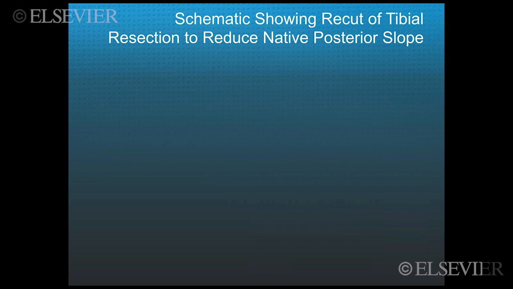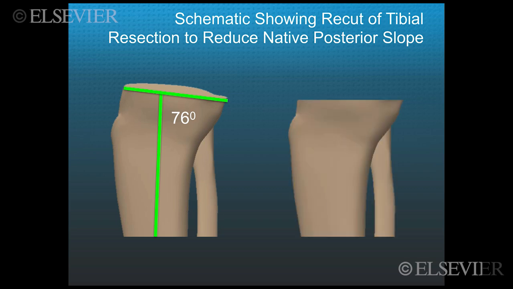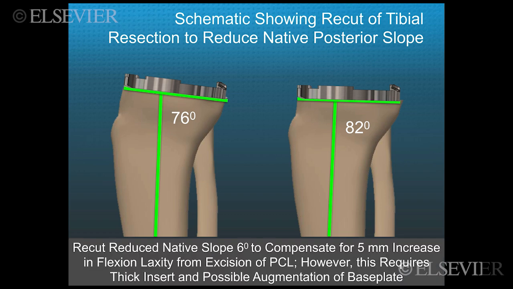This is a schematic that shows how to recut the tibial resection in order to reduce the native posterior slope. So here we've made a posterior slope cut that matches that of the native knee at 76 degrees. And now we've gone ahead and recut it such that the new slope is 82 degrees. And then when we place the tibial component on, it tends, as you can see, to tighten the flexion space posteriorly, and this then reduces the risk of flexion space instability.